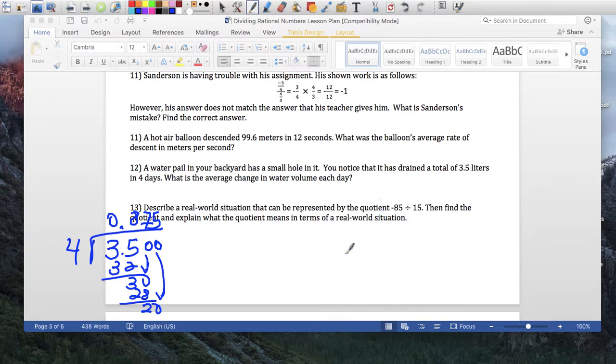So it's a change of 0.875 liters per day. Okay, negative 0.875 liters per day. Okay. All right, so change, a loss. So if you write loss, then I don't have to put the negative. It's a loss of 0.875 liters per day.